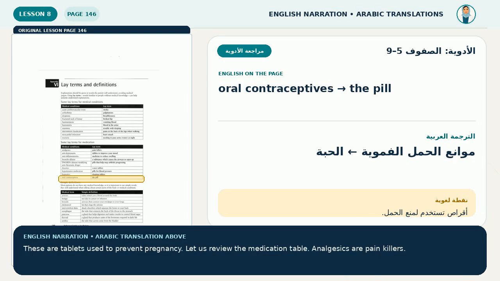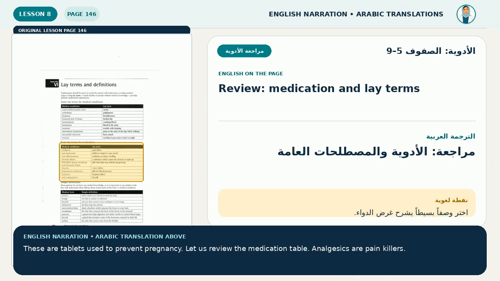These are tablets used to prevent pregnancy. Let us review the medication table. Analgesics are painkillers. Antidepressants are tablets to improve your mood. Anti-inflammatories are medicine to reduce swelling. A bronchodilator opens the airways. DMARDs help stop arthritis progressing. Diuretics are water tablets. Hypertension medication means pills for blood pressure. Hypnotics are sleeping tablets. Oral contraceptives are the pill.